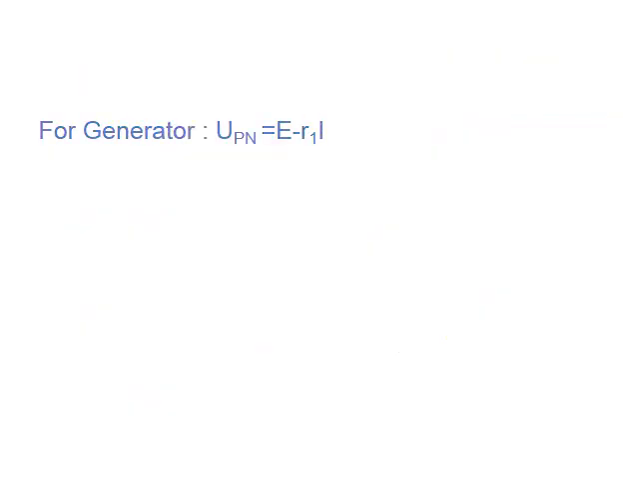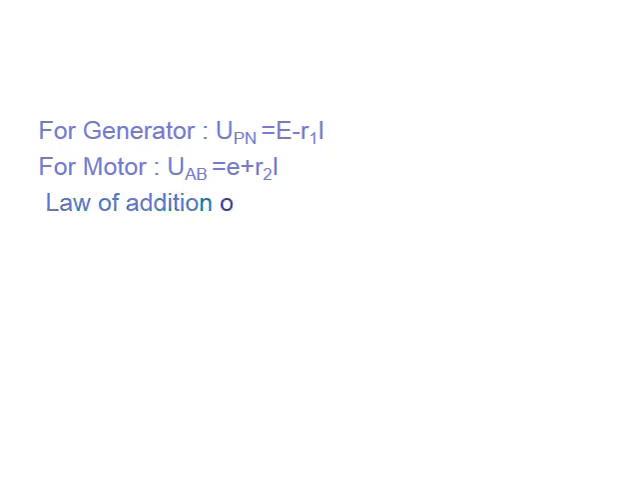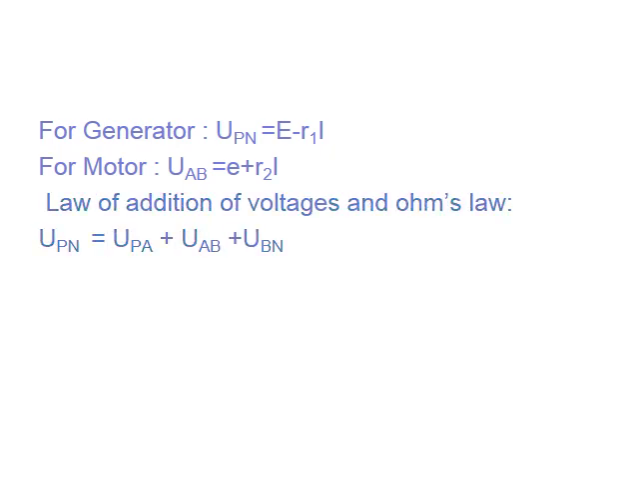For the generator, UPN equal E minus R1 I. For the motor, UAB equal E prime plus R2 I. Apply the law of addition of voltages and Ohm's law. U across the dry cell is equal to UPA plus UAB plus UBN.